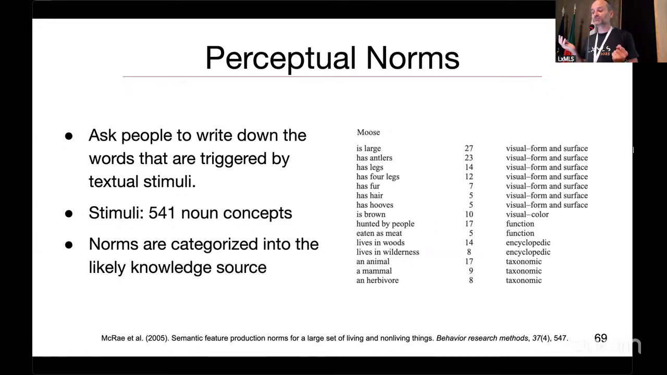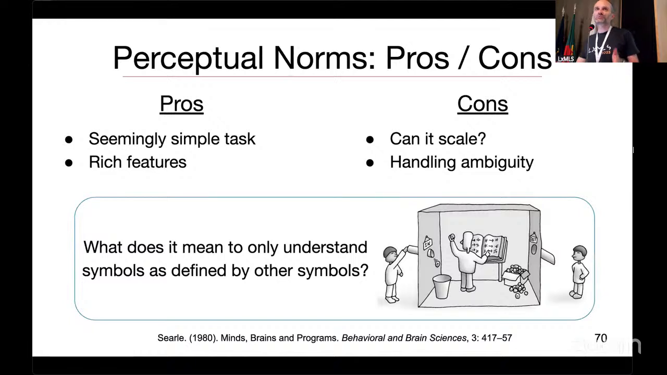And they collected this over 541 noun concepts. At the time, this was a large-scale data collection, but now it's a lot smaller in its scale, but it was very influential. And in terms of some pros and cons of this, it seems like it's quite a simple task, and you get rich features out of it, but it's hard for it to scale.